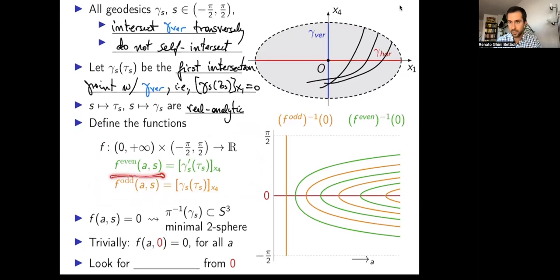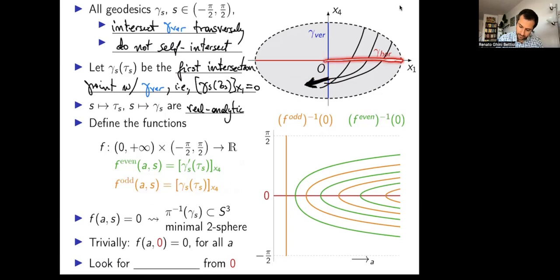Zeros of f even will be even geodesics. Zeros of f odd will be odd geodesics. And these are given by, well, I look at the tangent vector, right? So here I hit at that point, I have some tangent vector, and I see if that vector is horizontal. That would be exactly when I have an even geodesic. Or I see where it's hitting: what's this height? If that's 0, if I'm exactly at that point, then we're in an odd geodesic. So zeros of both of these functions will produce minimal two-spheres.